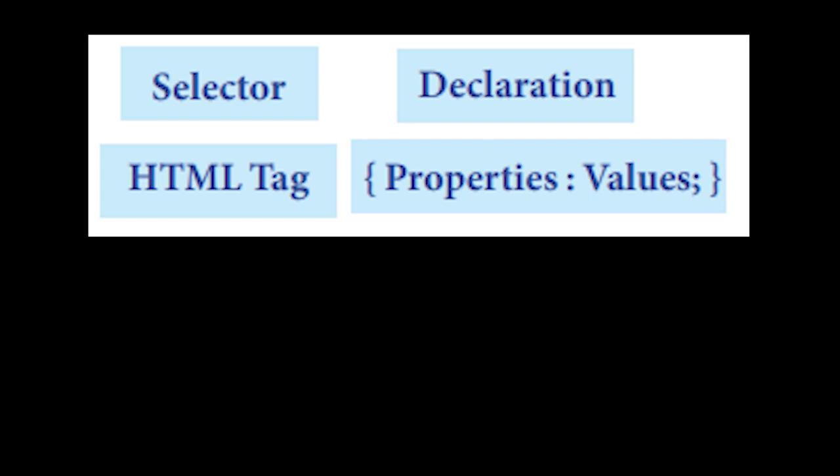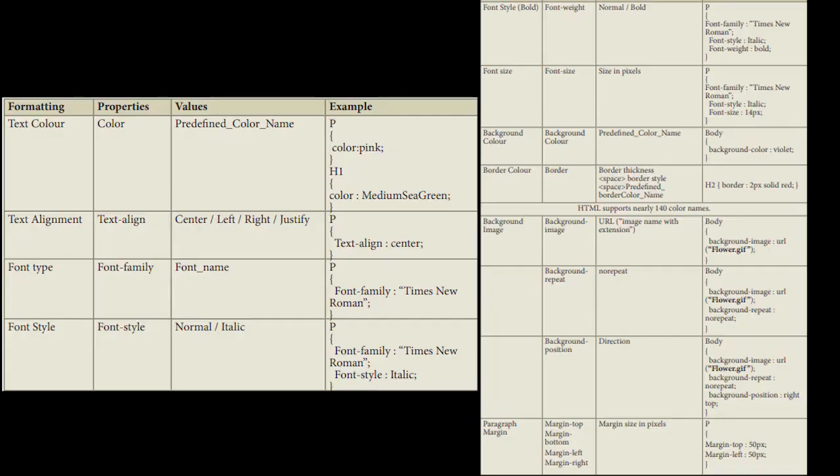First formatting option is text color: the property is color, and then you will give a color. Text alignment: text-align, center, left, right, or justify. Font type is font-family, and then you will give any one font name, right? Font style, you will give italics. If it is bold, the property is font-weight. Next, for font size, font-size, you'll give any size. You'll mention it in pixels.